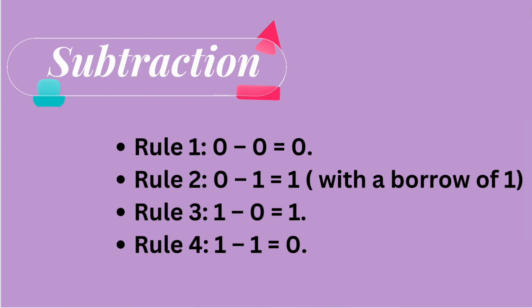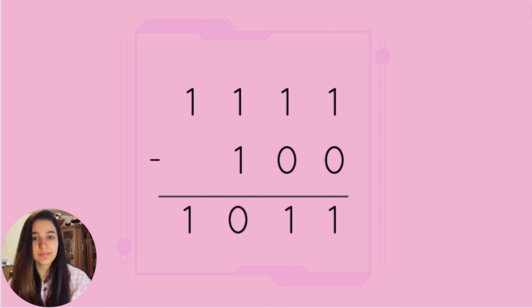Subtraction rules are somewhat similar to the addition, and they are more intuitive. As we have 0 minus 0 as 0, we have that 1 minus 0 would be 1, and 1 minus 1 would be 0. However, we have 0 minus 1 resulting as 1 with a borrow, and we will learn how to deal with this in a moment.